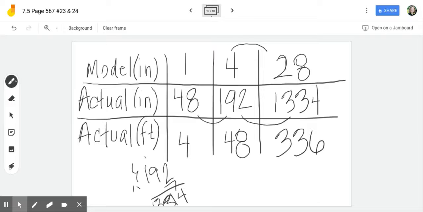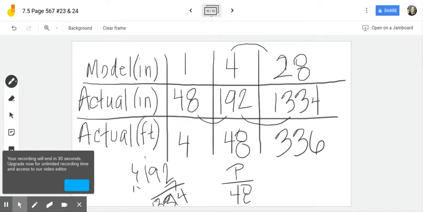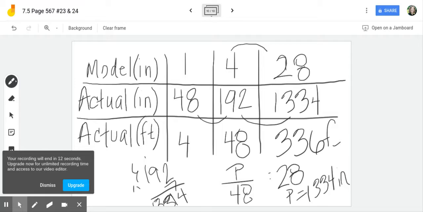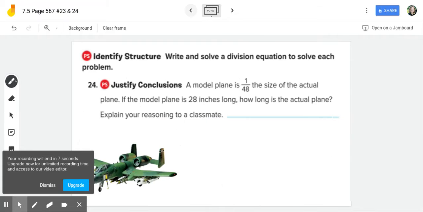But I wanted to show you that to answer the question, what the book is asking you to do is to represent this, and you could model that by some length p divided by 48 is equal to 28. And you're going to end up taking 28 times 48, which is the same thing we got. P is equal to 1334 inches. But isn't it of greater value for you to know that that's 336 feet? I think you can visualize that a little bit better. So next time you see an A-10 Thunderbolt or something, you'll know how long it is.